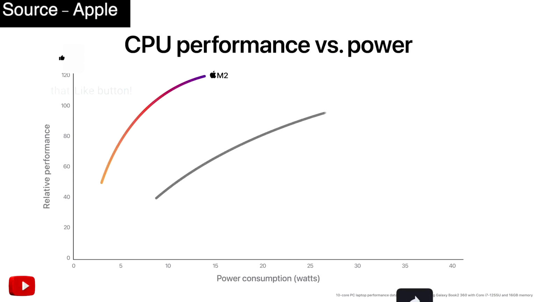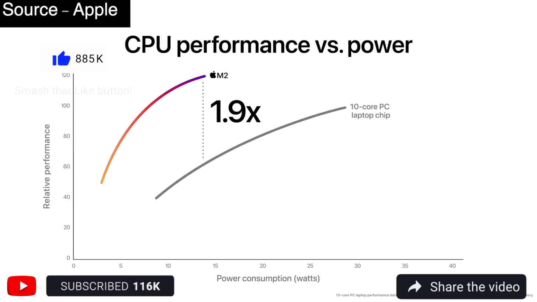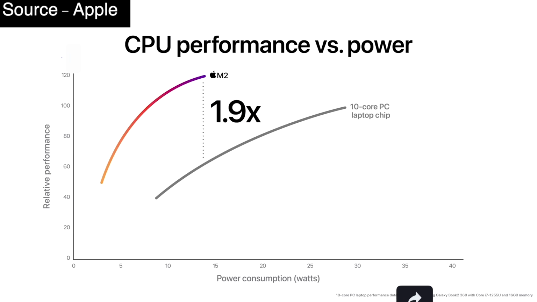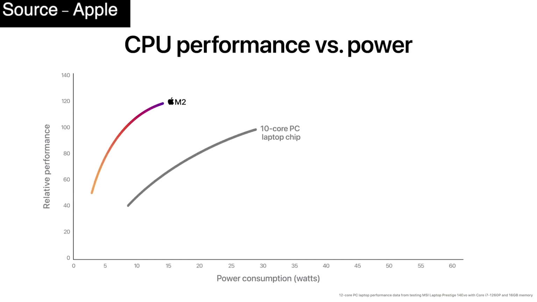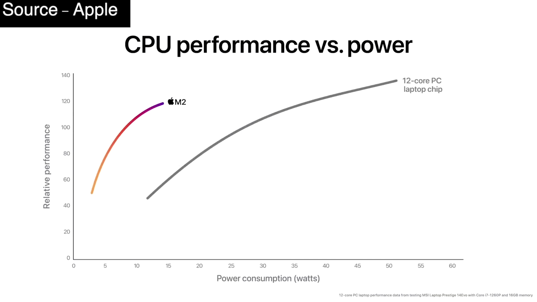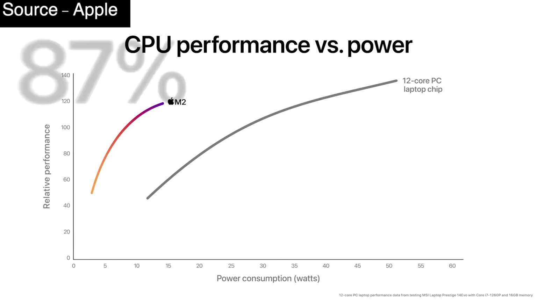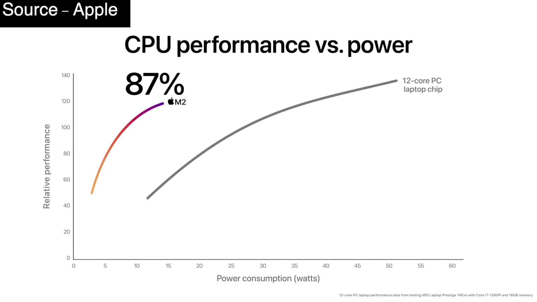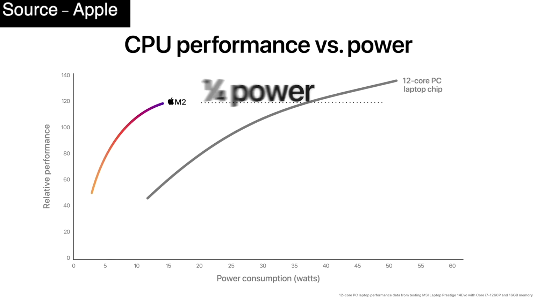And compared to the latest 10-core PC laptop chip, the CPU in M2 delivers nearly 2 times faster performance at the same power level. And M2 delivers the peak performance of the PC chip while using a quarter of the power. Now let's compare M2 to the latest 12-core PC laptop chip, which needs dramatically more power to deliver an increase in performance. M2 delivers nearly 90% of the peak performance of the 12-core chip while using just a quarter of the power. This is what we mean by the power-efficient performance of Apple Silicon.